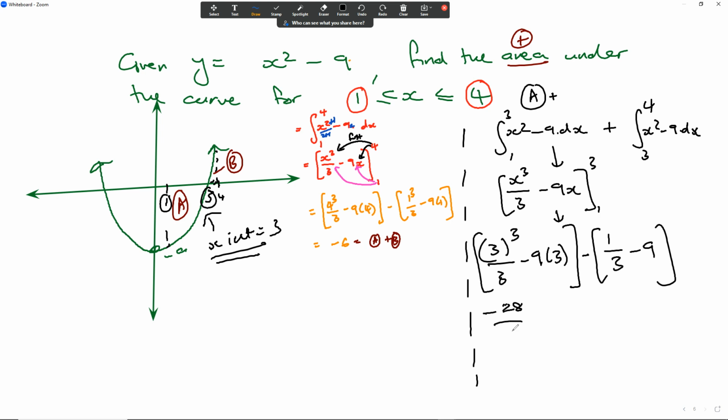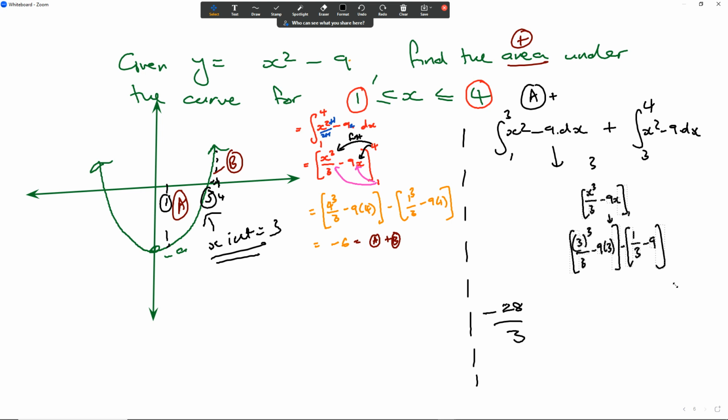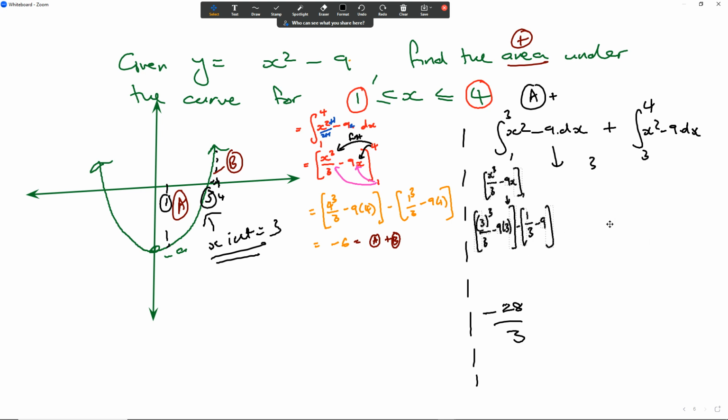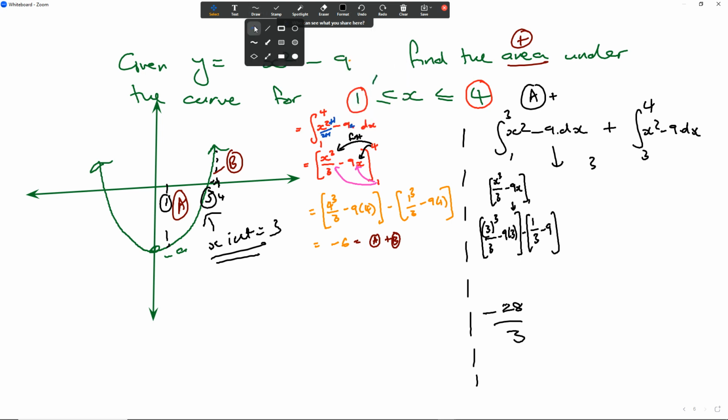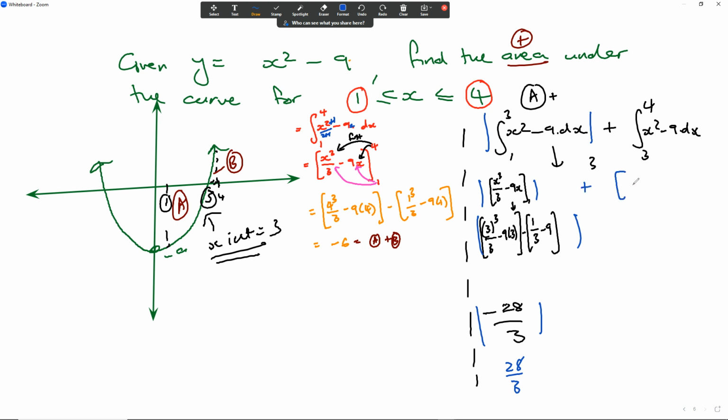Negative 28 over 3. And that's basically this first half of the integral, which is the bottom half of the graph. And it's in a negative. Remember, we want the positive of this. So I'm just going to put the absolute value in here anyway. So the absolute value of this implies that this is 28 over 3. Now we're going to plus it with exactly the same thing on the other side, but x cubed over 3 minus 9x is starting at 3 and ending at 4.